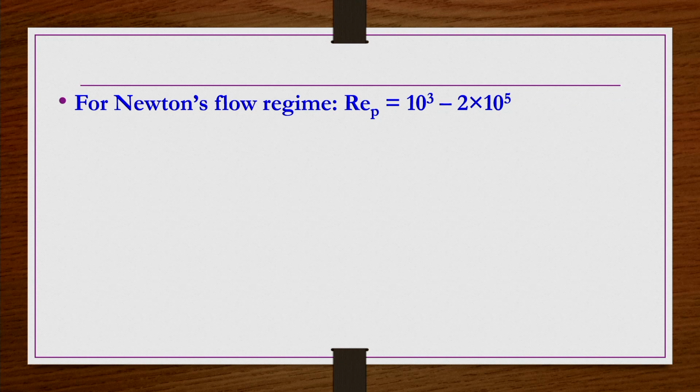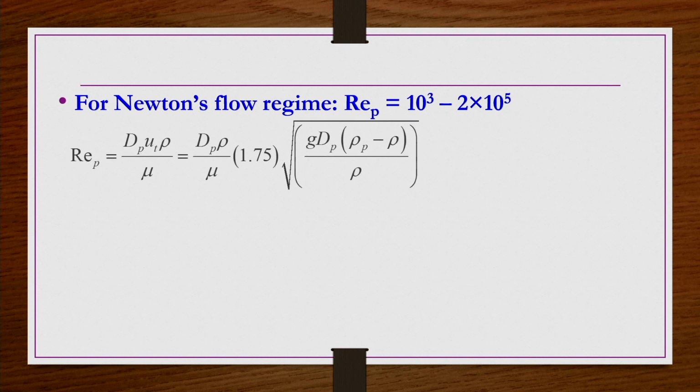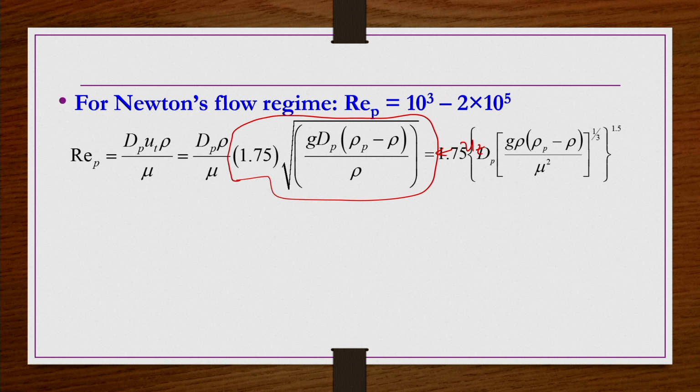Now, same thing for the Newton's flow regime, Rep is 10 power 3 to 2 into 10 power 5. So we know that Rep is dp ut rho by mu. So dp rho by mu is as it is. Ut under the Newton's flow regime is this one we just derived, right. So this is the ut for Newton's flow regime, the previous ut for the Stokes flow regime. Okay. So now here this equation again if you rearrange, what you get?